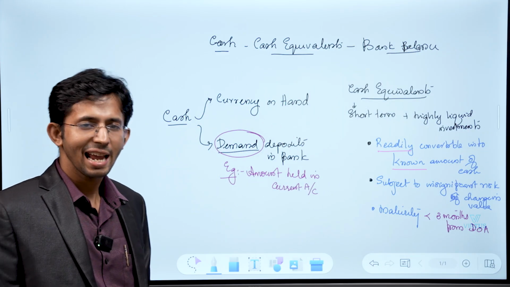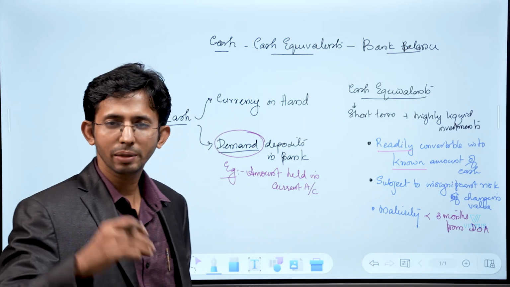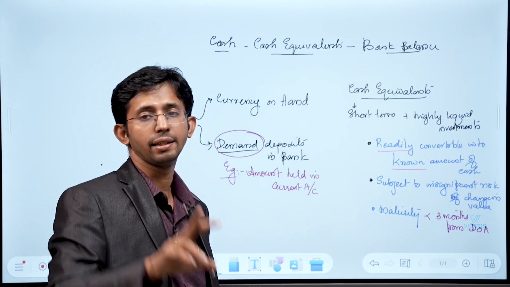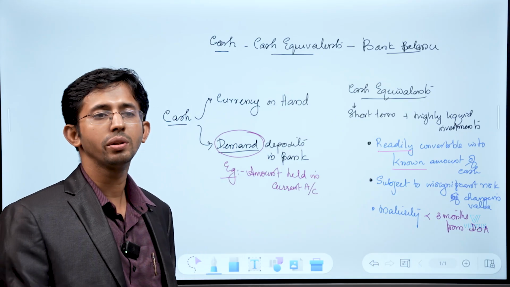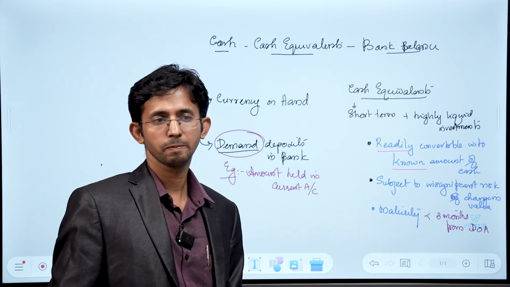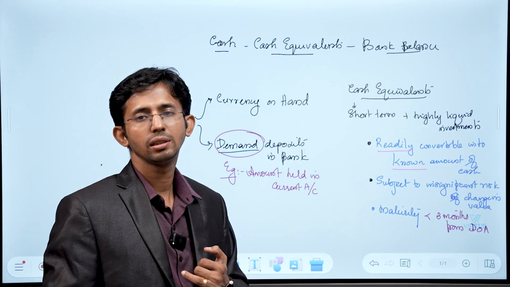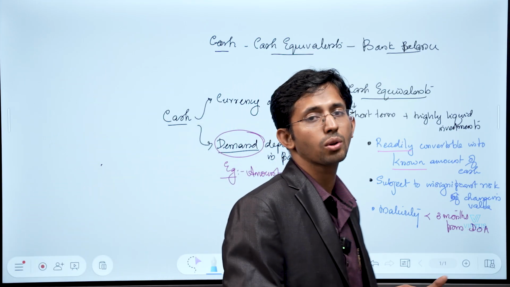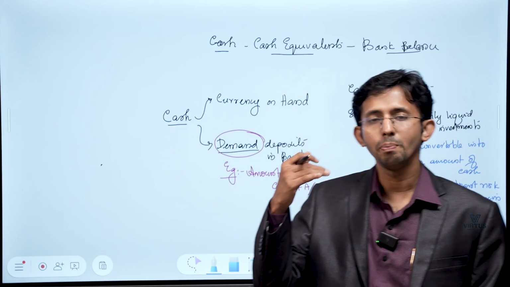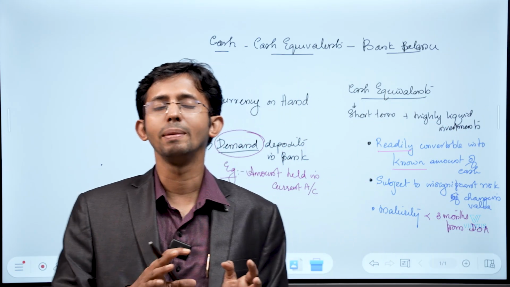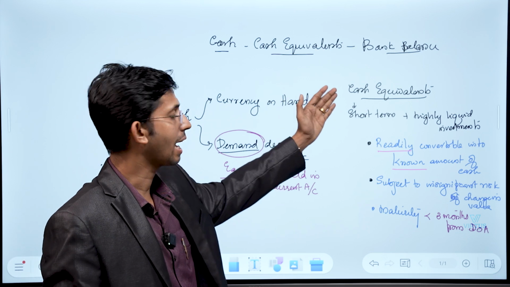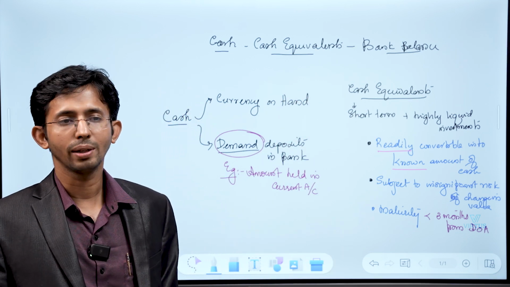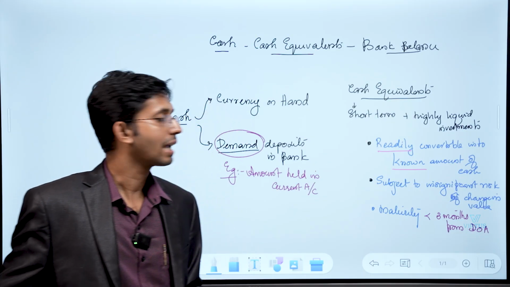Okay, so typically any fixed deposit you are keeping with the bank will qualify to be a cash equivalent, provided its original maturity is less than 3 months. Because any fixed deposit will be readily convertible into a known amount of cash. It is subject to insignificant risk of change in value. Now, its maturity is the only concern. If the maturity is less than 3 months, classify it as cash equivalents. If it is more than 3 months, you cannot classify it as cash equivalents. Okay, so this is cash equivalents.